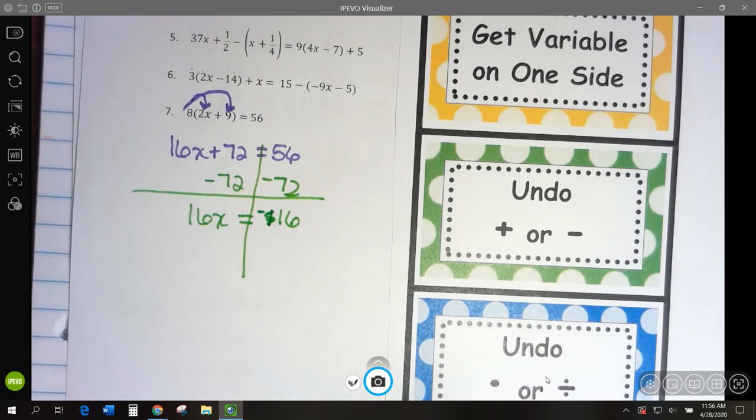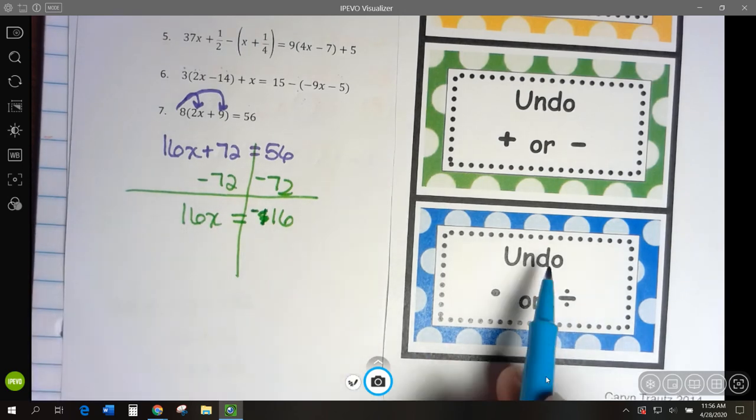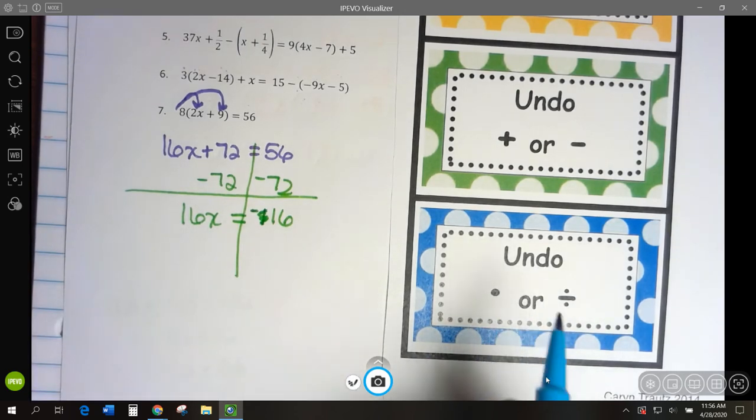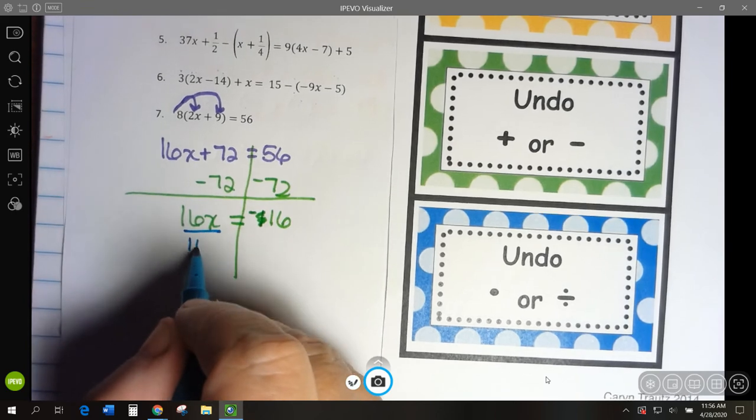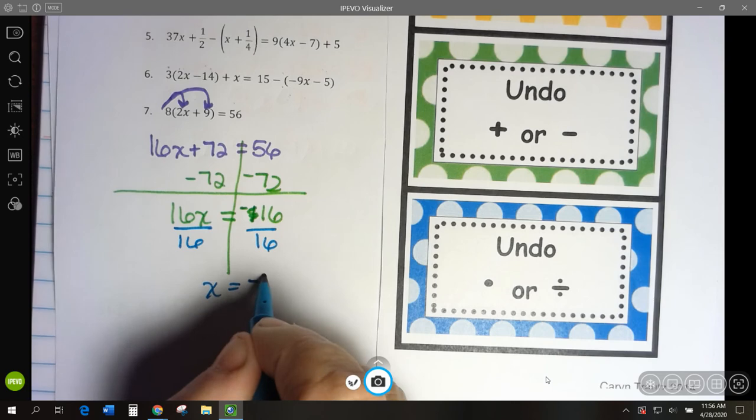Now I need to undo our multiplication or division. We have multiplication, so I'm going to divide by 16. And x is going to give us negative 1.